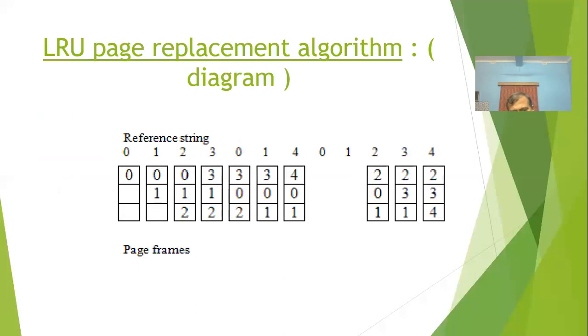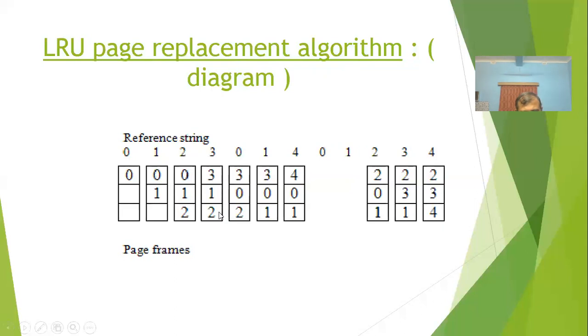Again, the same reference string is being taken and the same number of page frames, 3. So in the same way, here page fault occurs for page 0, next for page 1, next for page 2. Now all the 3 frames are occupied here, 0, 1, and 2. So next, the requirement is for page 3. Now which frame to replace? Now at this point of time, the least recently used frame is frame number 0. So we will replace 0 with 3 here.